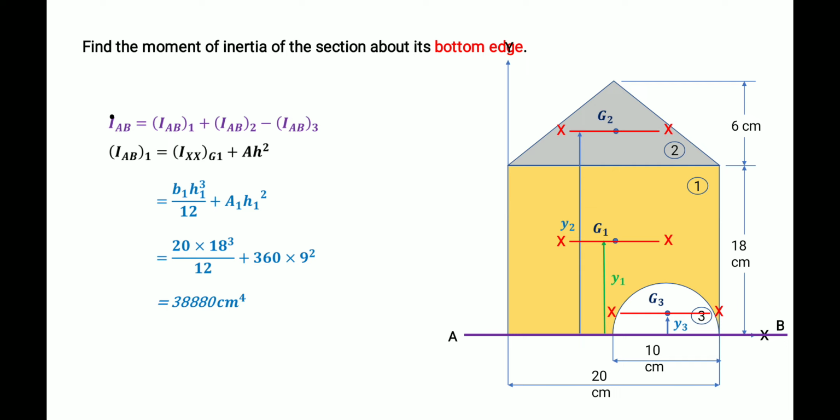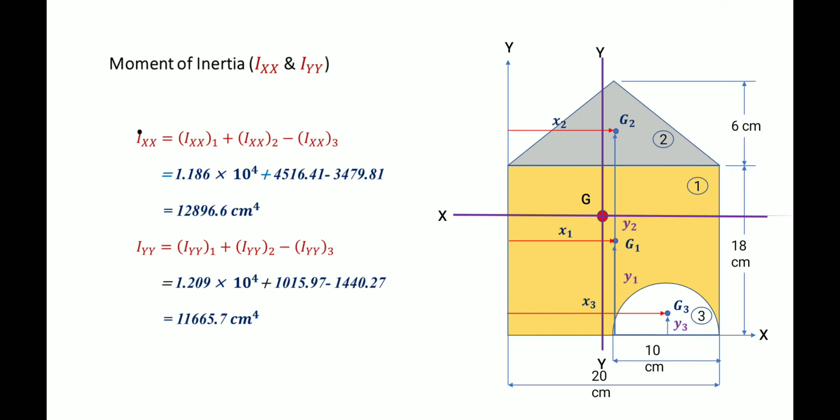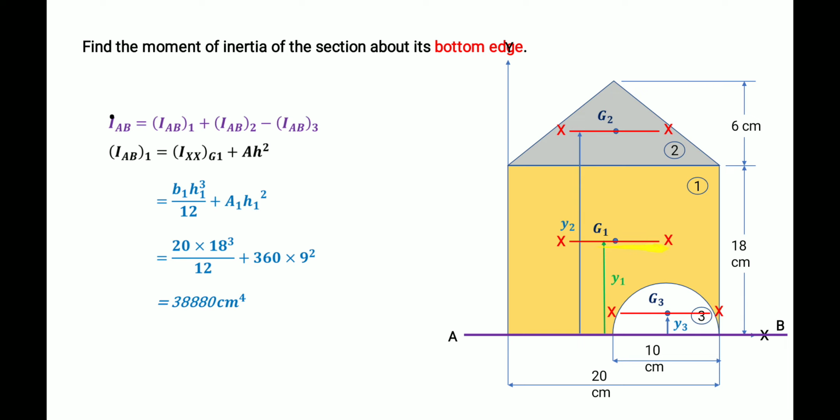Then after that we solve another problem. For the same problem they are asking to find the moment of inertia about its bottom edge. This is not about the local central axis, it is about the bottom edge. Bottom edge means this AB axis. How can we find it? For the AB axis, here also we have three sections, each with its local centroidal xx axis. But we need to find the moment of inertia about another axis which is parallel to the centroidal xx axis.